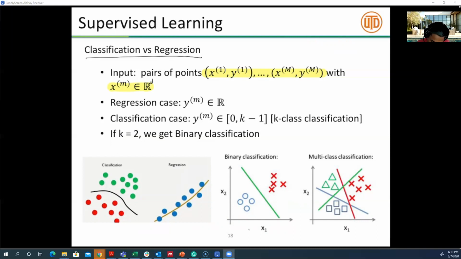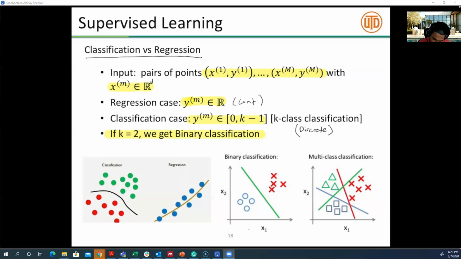In the regression case, right? So this is critical. In the regression case, ym belongs to R. So it's actually a continuous value, right? And in the classification case, ym belongs to 0 to k minus 1, right? So this is a discrete set of classes, right? All right. So when k is equal to 2, we get binary classification, right? But in the general case, when k is greater than 2, we get multi-class classification, also called k-class classification, right?